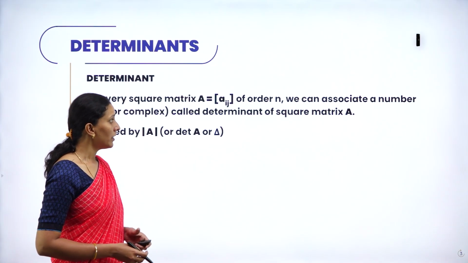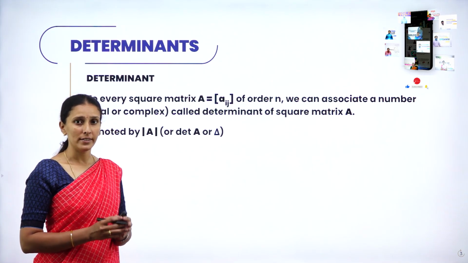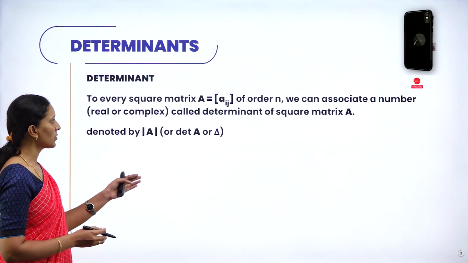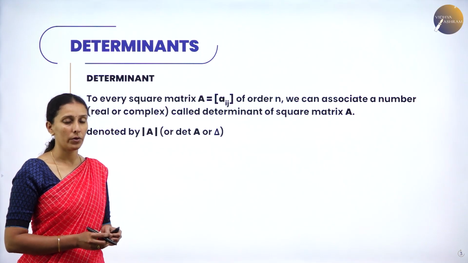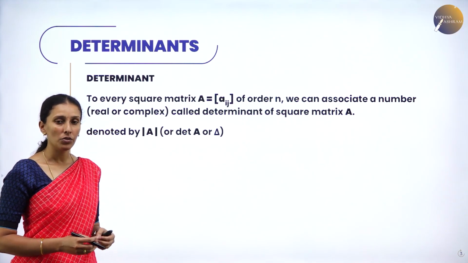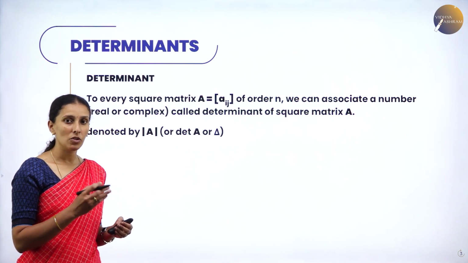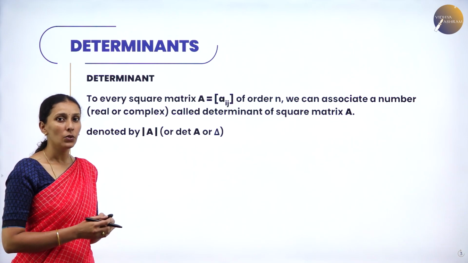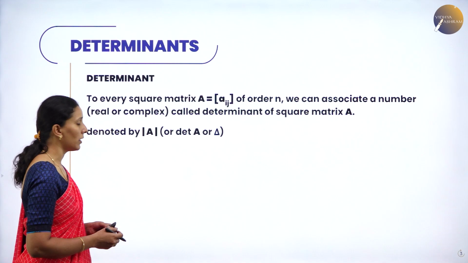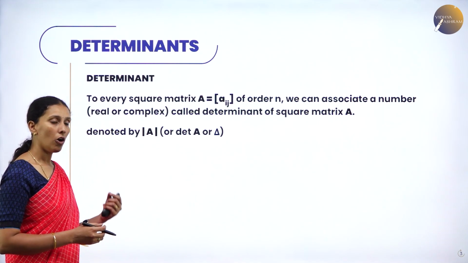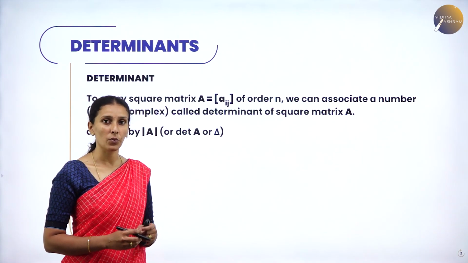Now, here, determinants is defined only for a square matrix. Then what is this determinants? To every square matrix of order n, we know the order of a square matrix is denoted by n. Either it may be a 2 cross 2 or it may be a 3 cross 3, 4 cross 4. Since the number of rows and number of columns are equal, we say it is a square matrix of order n. So, we can associate a number, it may be a real number or a complex number, and that number is called the determinant of a square matrix.